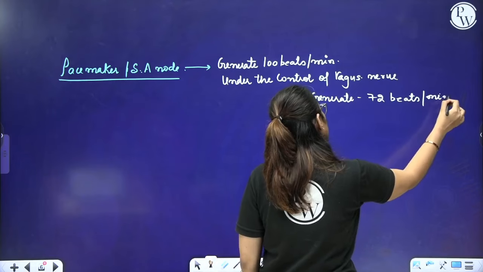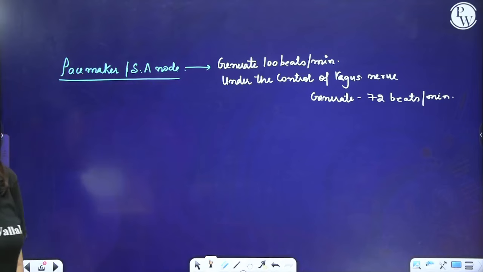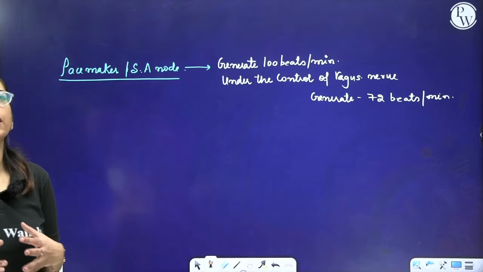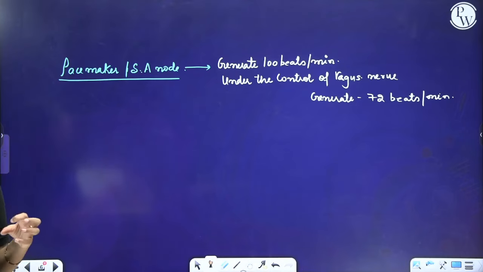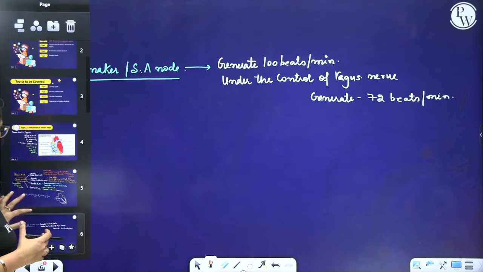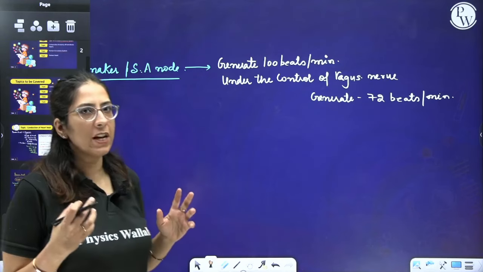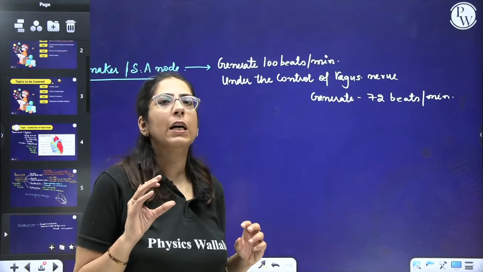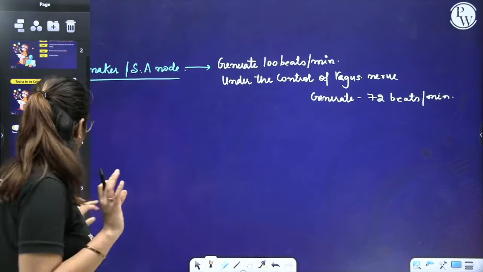So suppose the vagus nerve is not working, or somewhere or other it is not under control of the vagus nerve, then what will happen? The overall beat will not be reduced. So the heart will beat faster. So overall, somewhere or other, the brain, your central nervous system, also controls the heart rhythmicity. So this is the idea you got.